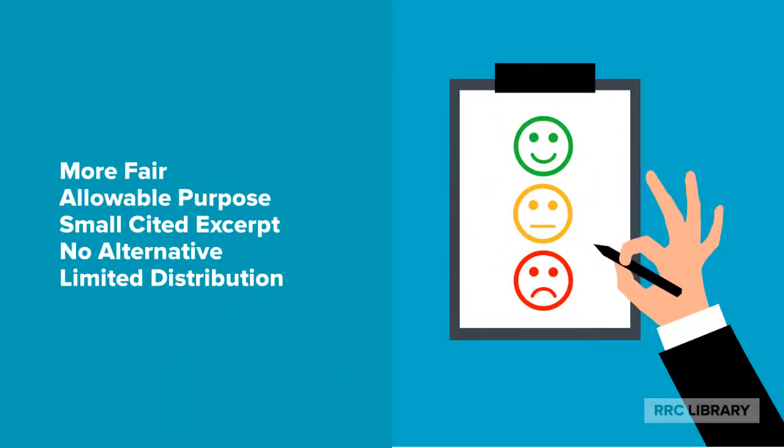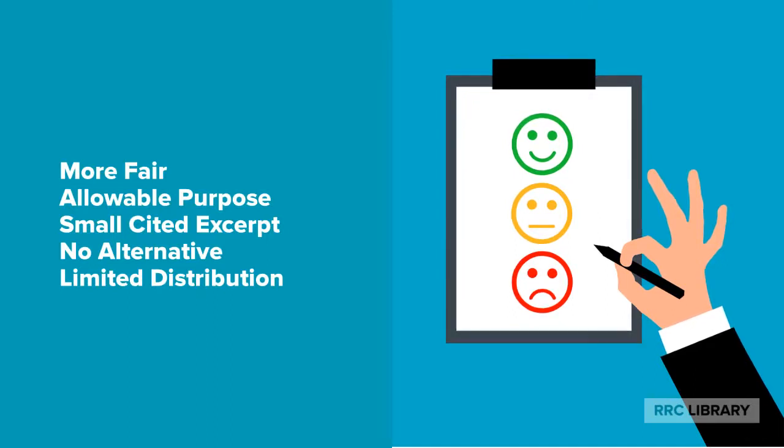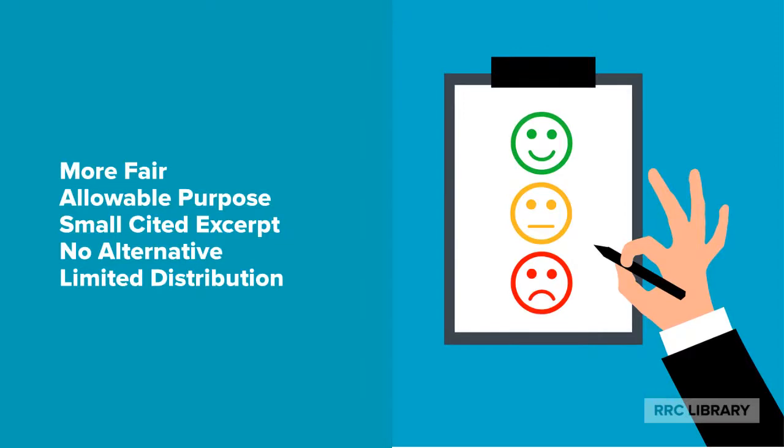Those fair dealing factors can get a bit complicated, but it's generally more fair to use things for an allowable purpose. Research, education, and private study fall under those allowable purposes. It's generally more fair to use small amounts of a work and ensure that the creator is cited and credited for creating the work. When there's no alternates available, the use is considered more fair, and when your distribution is limited, such as handing it in for an assignment.